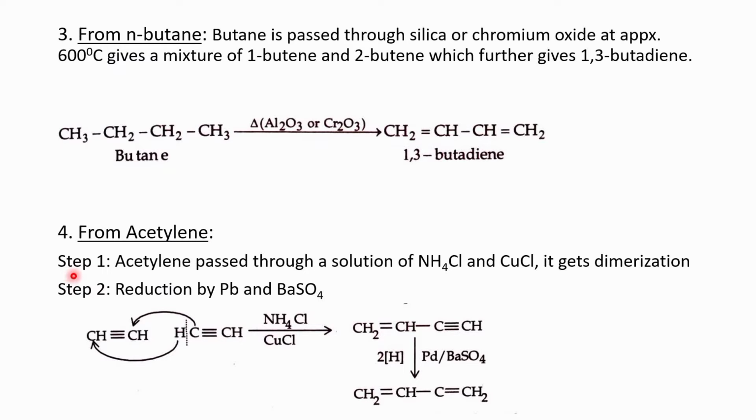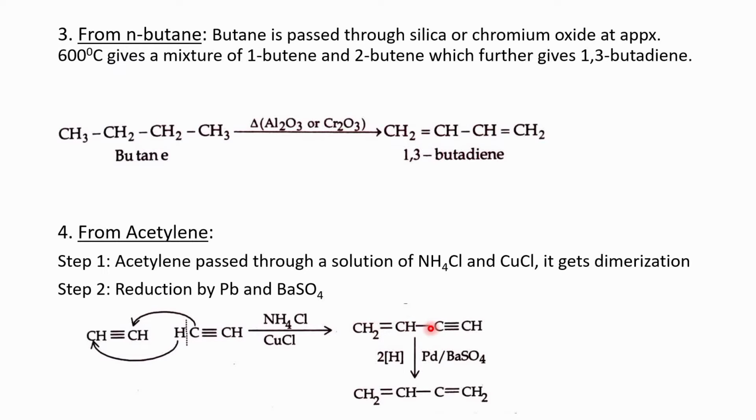This preparation is a two-step process. In step one, acetylene is passed through the solution of NH4Cl and copper chloride, and then it gets dimerized. Dimerized means these two molecules get combined to each other. This carbon attaches with this carbon. So this is called dimerization. That means if two molecules combine together, that is called a dimer.